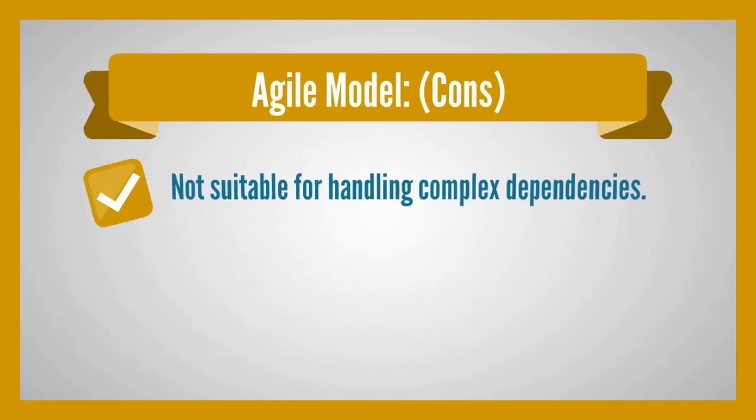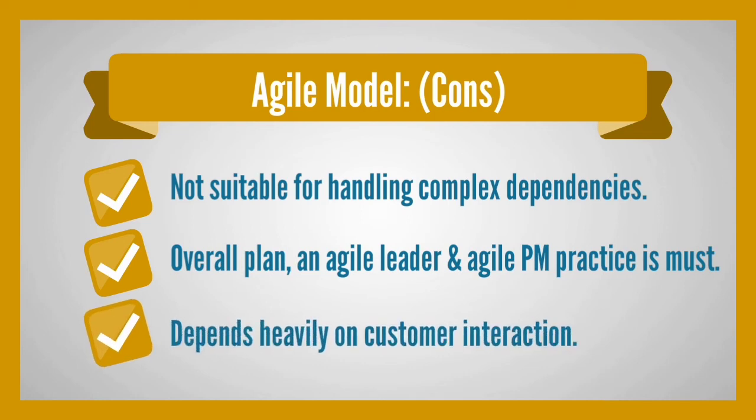Agile model cons: not suitable for handling complex dependencies. An overall plan, an Agile leader and Agile PM practice is a must, without which it will not work. It depends heavily on customer interaction, so if the customer is not clear, the team can be driven in the wrong direction. As there is minimal documentation, individual dependency is high and KT, knowledge transfer, is challenging.